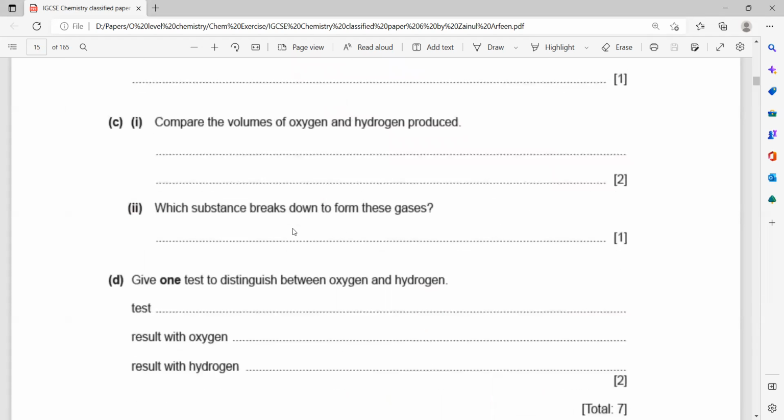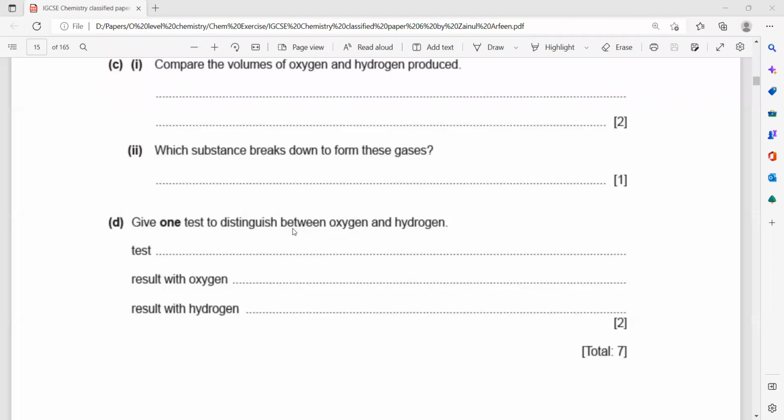Which substance breaks down to give these gases? The water and the acid. So look, we are getting oxygen, and we are getting hydrogen. Oxygen forms when the OH ion moves there, and hydrogen when the H plus ion moves there. So H plus and OH minus, which ion? They are due to water. Because there is water, these oxygen and hydrogen gases are produced. The H and OH ions are due to the water itself.